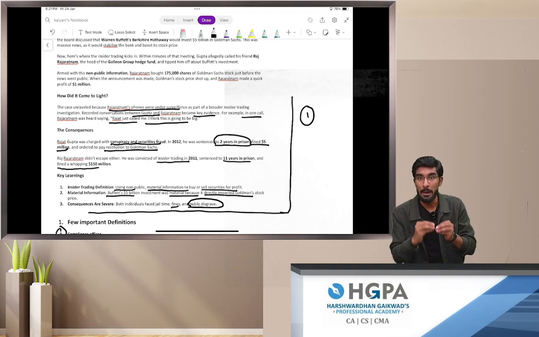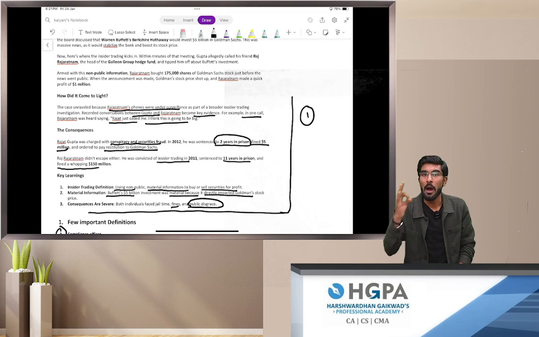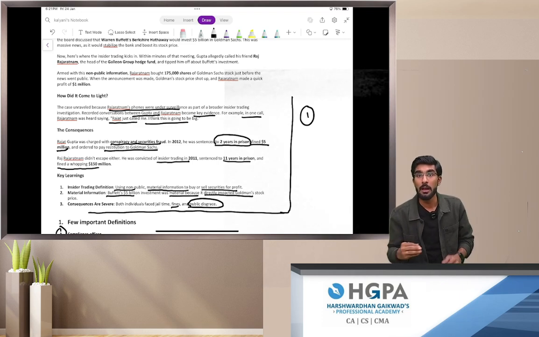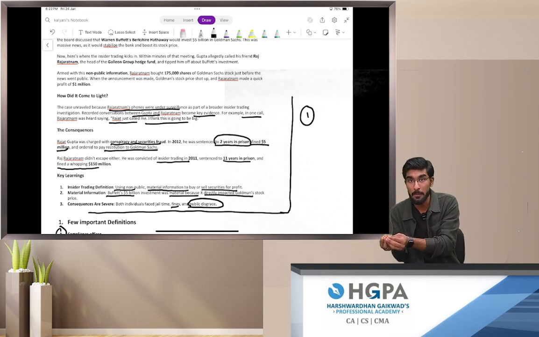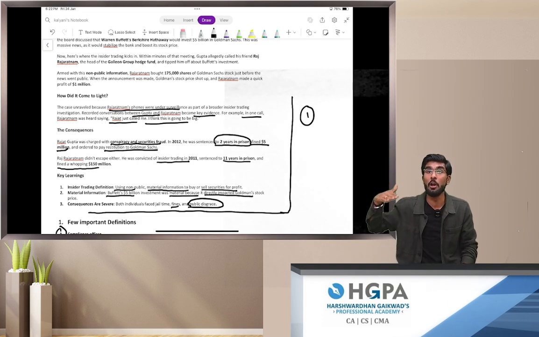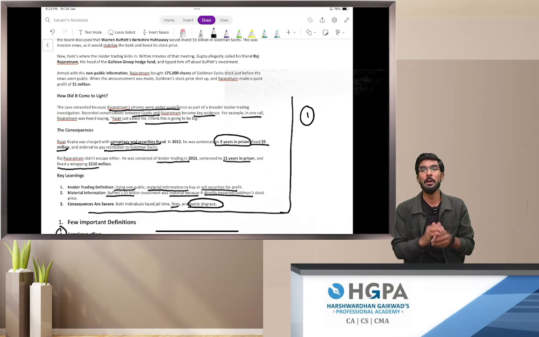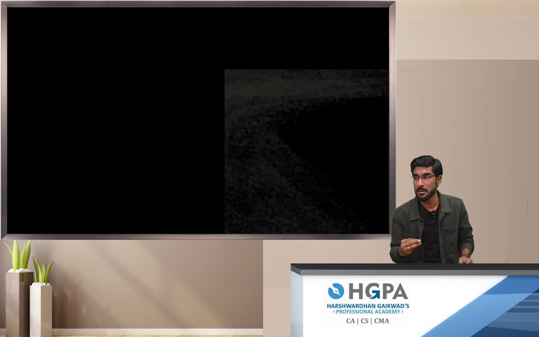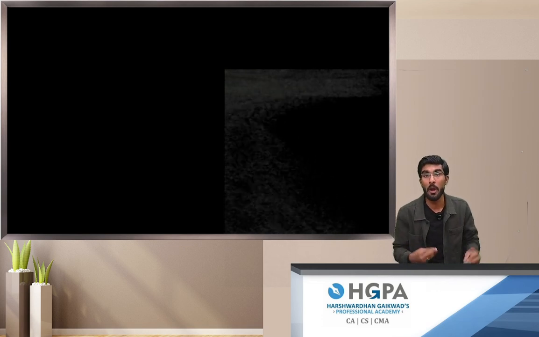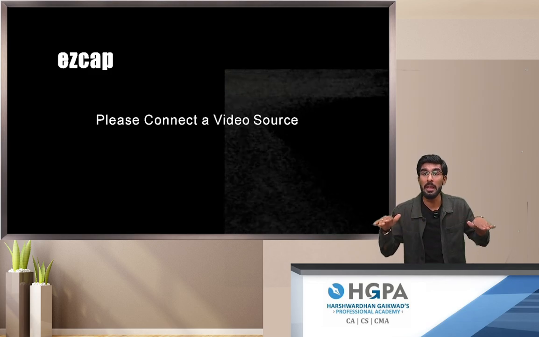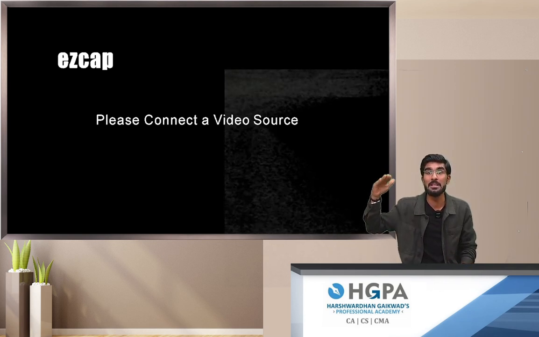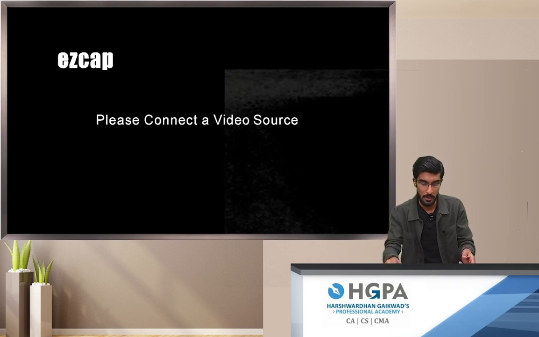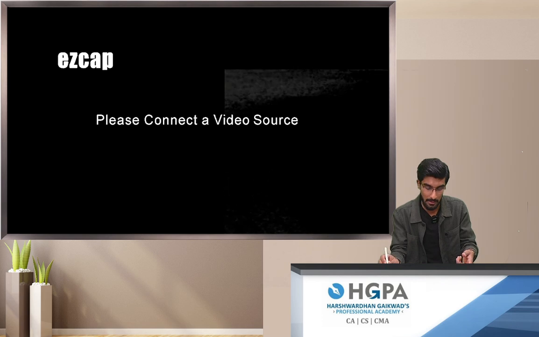Now what is unpublished price sensitive information? Unpublished means that information about a company or securities is not publicly available, like that $5 billion news was not publicly available, but once it becomes publicly available, it will cause a change in the stock price of that company. This is called unpublished price sensitive information.